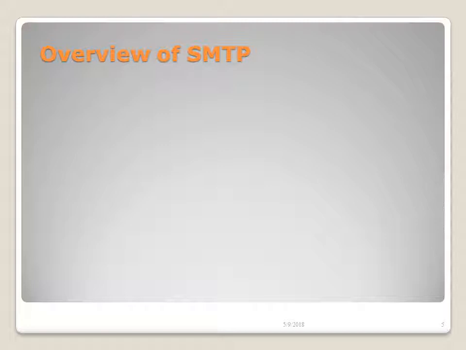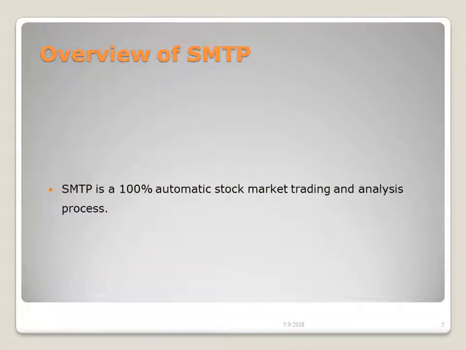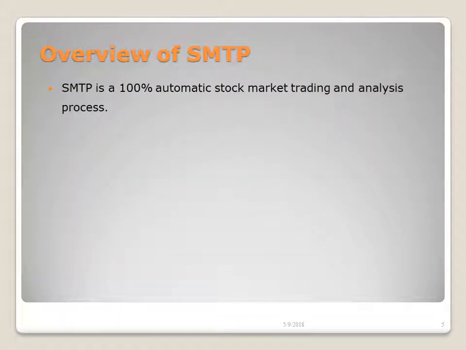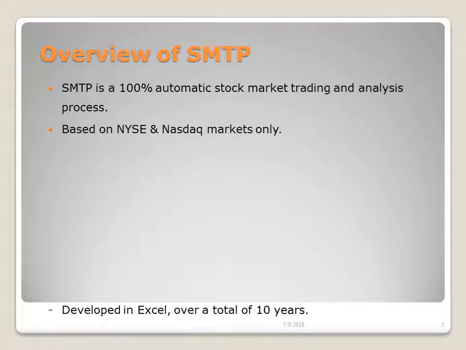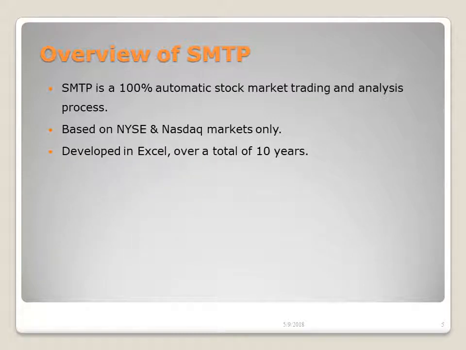Overview of SMTP. SMTP is a 100% automatic stock market trading and analysis process. Apart from some manual data entry before the markets open, all stock selection, trading and analysis is controlled by algorithms. The process uses a short list of 180 stocks from the New York Stock Exchange and Nasdaq markets only. Developed in Excel over 10 years, evolving from a manual entry database to a fully automated application.